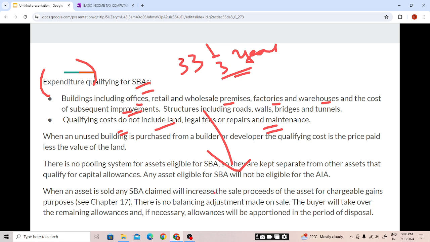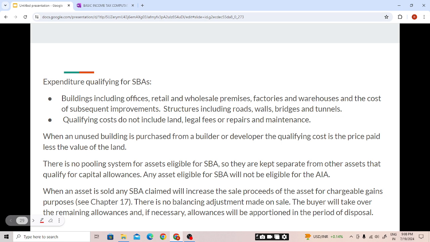The buyer will take over the remaining allowances, and if necessary, allowances will be time apportioned in the period of disposal. As already mentioned, the time when the asset is available and the time when we dispose, the dates are relevant. But in a previous capital allowance computation, the date was irrelevant. But here the date is relevant, students. I hope this is clear.